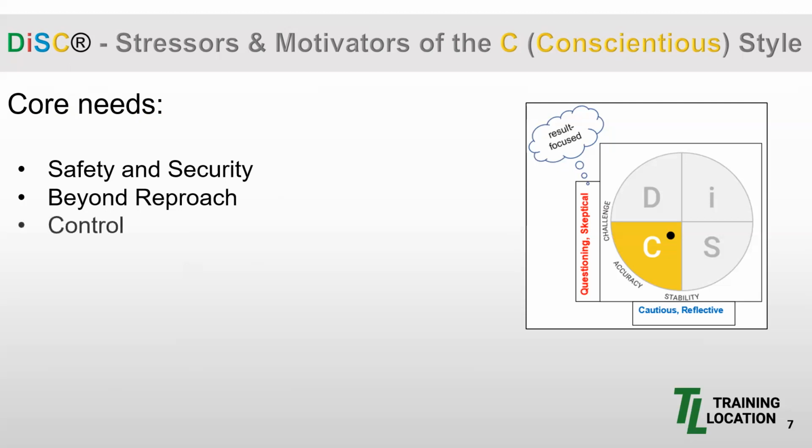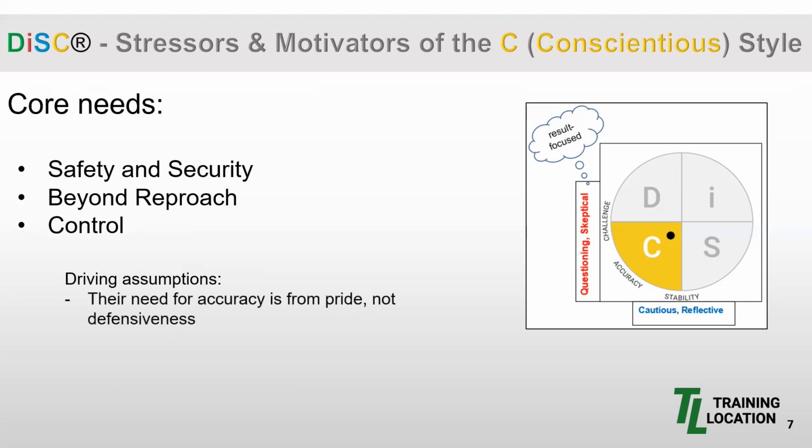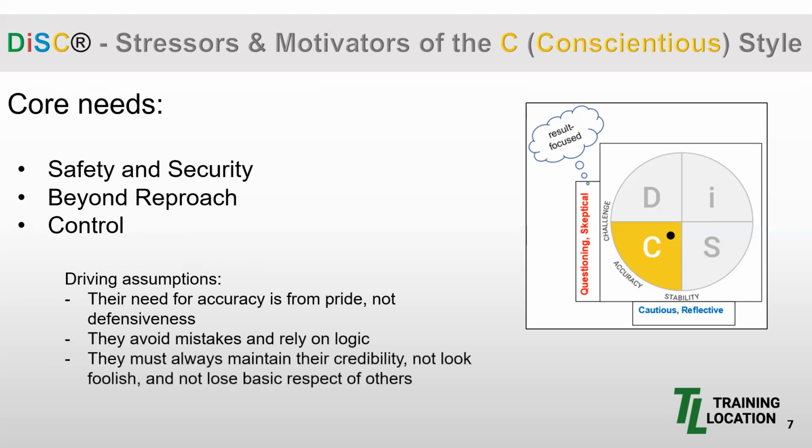The C style also has a strong need for control. For the C style, social interactions can be challenging because they are so unpredictable. So the C might pull inward and control what they say. Now, be mindful that being a C style includes some driving assumptions that might help you understand the above points. These include their need for accuracy is from pride, not defensiveness. They avoid mistakes and rely on logic. And they must always maintain their credibility, not look foolish, and not lose basic respect of others.